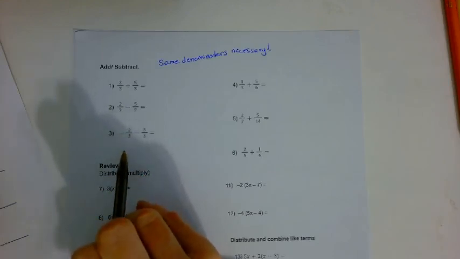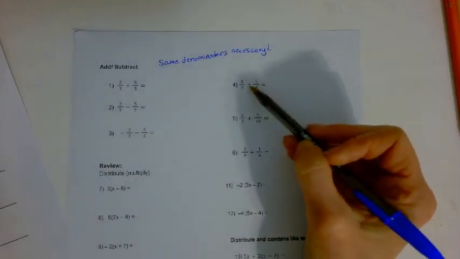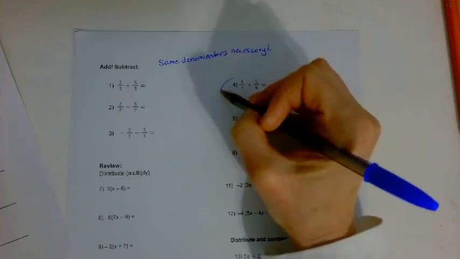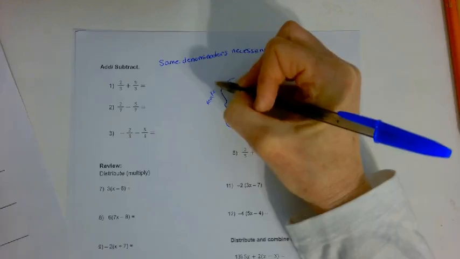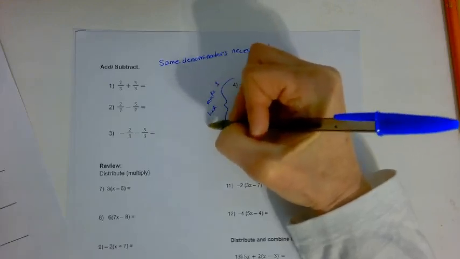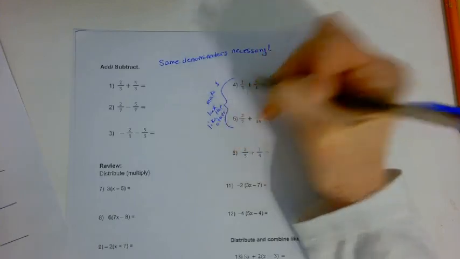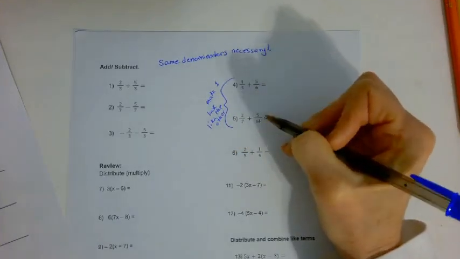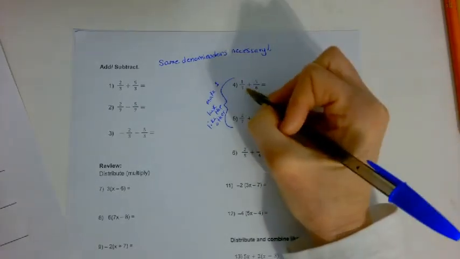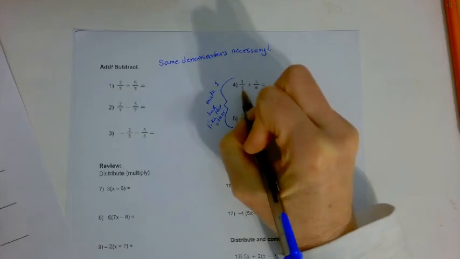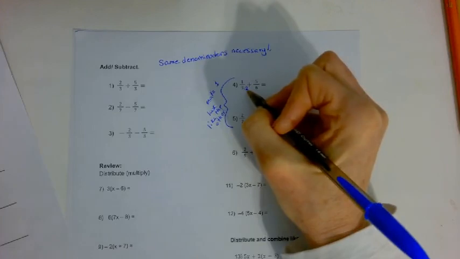But 4 and 5 are not the same denominator, but you can make one look like the other. So I'm going to do one of these. I can make the 3 look like the 6 here, or I can make the 7 look like the 14. So I'm going to go ahead and do this one. I can make the 3 look like the 6. How do I make the 3 look like the 6? I multiply it by 2. But if you multiply the bottom by 2, you have to multiply the top by 2.